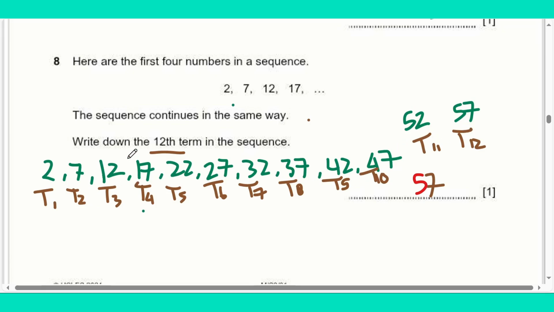So we keep adding by 5, because from 2 to 7 is adding by 5. So we will get 57. That's the answer. Okay, children, we hope you got this correct.